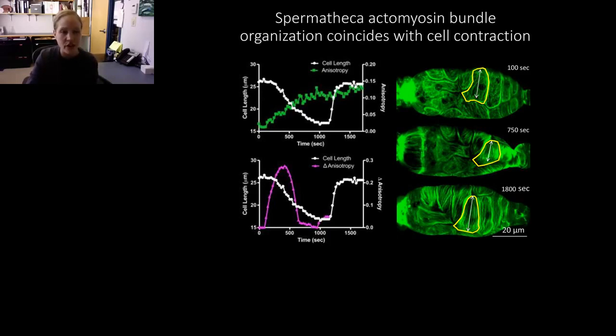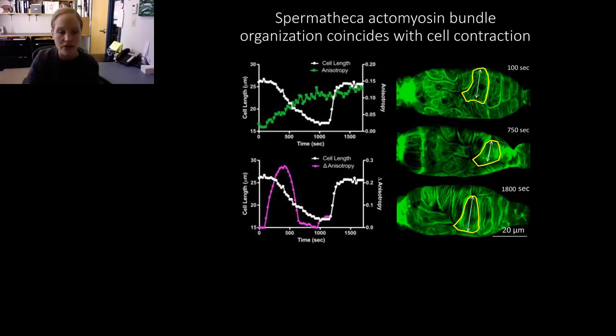Shown another way, if I look at the slope of the line for the increase in organization, you can see that it really peaks right as the cell begins to contract. So now we know that this organization requires ovulation. The oocyte has to enter and stretch out the Spermatheca, but it really coincides with contraction. It isn't just that cell stretch alone is enough to take this isotropic network and stretch it out in alignment. It's something about the onset of contraction that appears to be important.